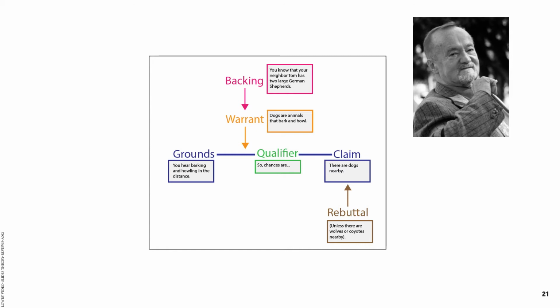So, just as an example here in this figure, the claim, of course, we start with the claim, there are dogs nearby. The grounds, you hear a barking and howling in the distance. The warrant, dogs are animals that bark and howl. Okay, so then what do we have as backing? You know that your neighbor Tom has two large German shepherds, and perhaps they're known to bark.